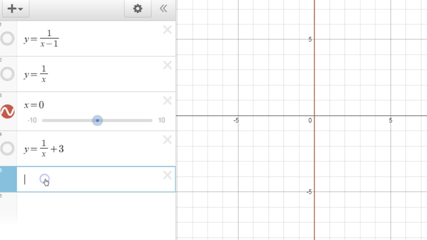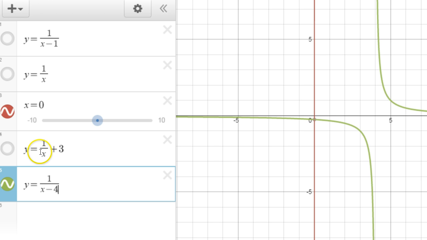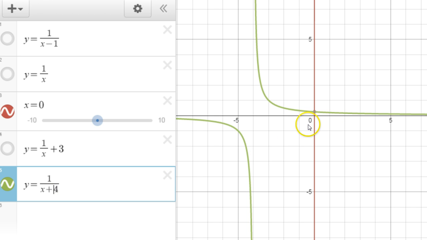Okay? All right, now if I change that to y equals 1 over x minus 4, now let's make that a plus 4. There we go. Okay, obviously I can plug in 0 because 0 plus 4 is 4, and 1 divided by 4 is a quarter, so that makes sense why I can do that.